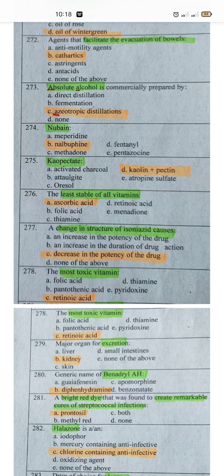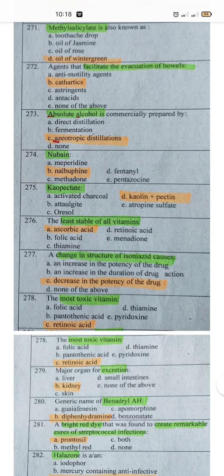276. The least stable of all vitamins is your ascorbic acid. So, it is stable in the dry state but is easily oxidized in aqueous solution in the presence of air. So, what will be your remedy for ascorbic acid?